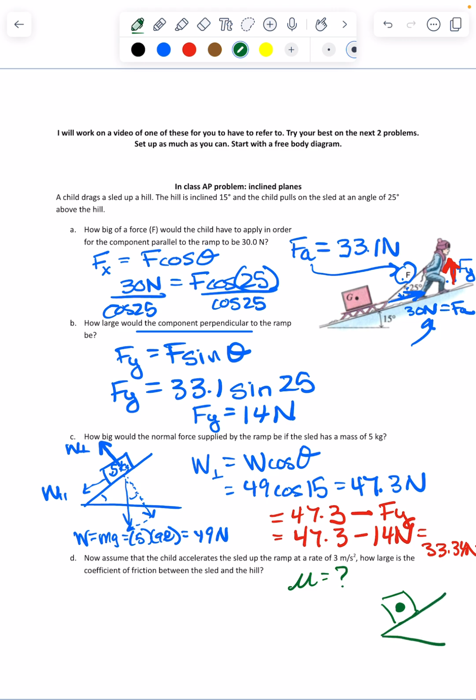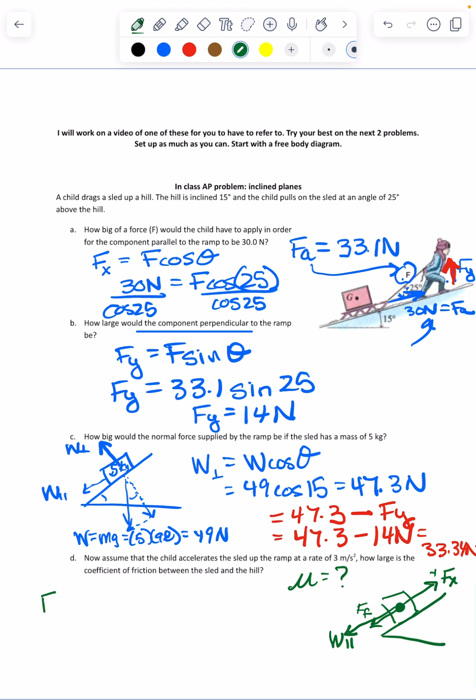So he's pulling up the ramp, but only that X piece matters, going up the ramp, right? And then we've got friction that's going to work against that. And then the weight of that block is also going to be kind of dragging it down the ramp, right? It wants to fall down the ramp because of the weight. So he is pulling one way, and friction and the weight parallel are working the other way. So I'm going to call the positive direction Fx. So let's add all of these together.